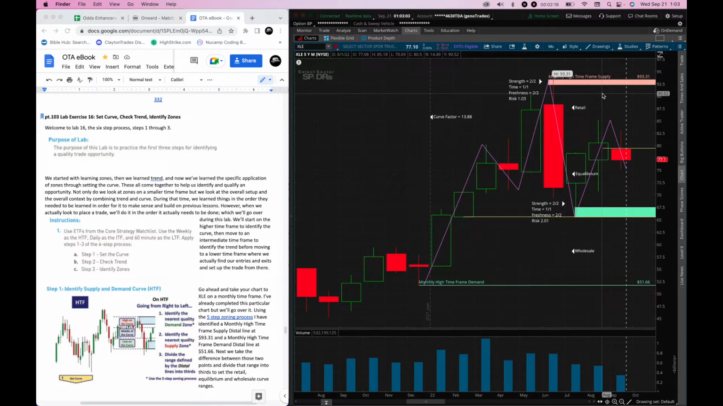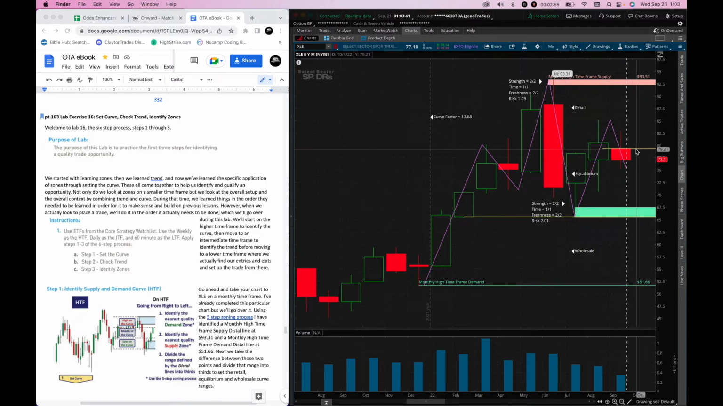Now, typically, your supply zone formations, you're going to look for a rally-based drop or a drop-based drop. However, there will be occasions where you will not find a typical supply zone formation. So in that case, when you're trying to set the curve, you're going to use the most prominent high in order to identify the boundaries for your curve. So in this case, we can see that we have a high of $93.31. So I've set the boundary for the high time frame supply distal line there.